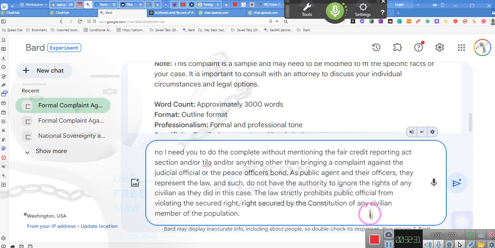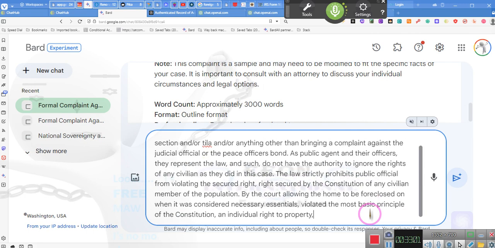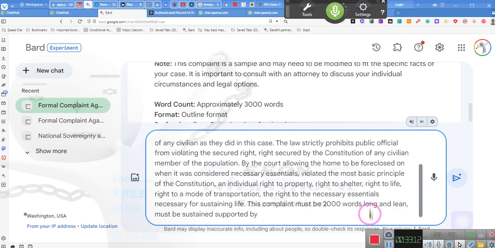By the courts allowing the home to be foreclosed on when it was considered necessary essentials, it violated the most basic principles of the Constitution: an individual's right to property, right to shelter, right to life, right to a mode of transportation, the right to the necessary essentials for sustaining life. Period. This complaint must be 2,000 words in length, must be succinct, supported by 10 case citations, and be professional!